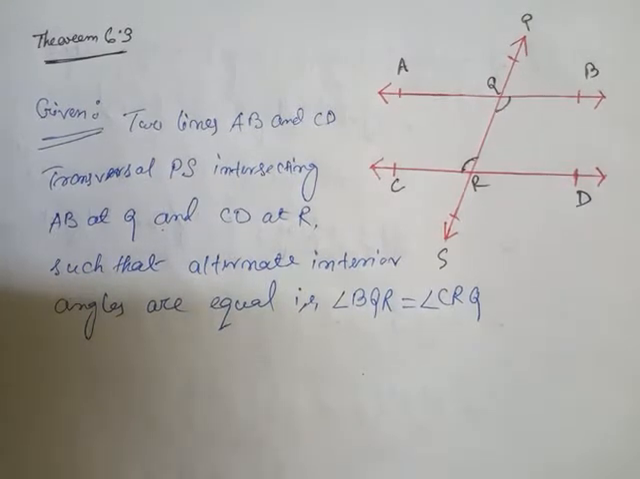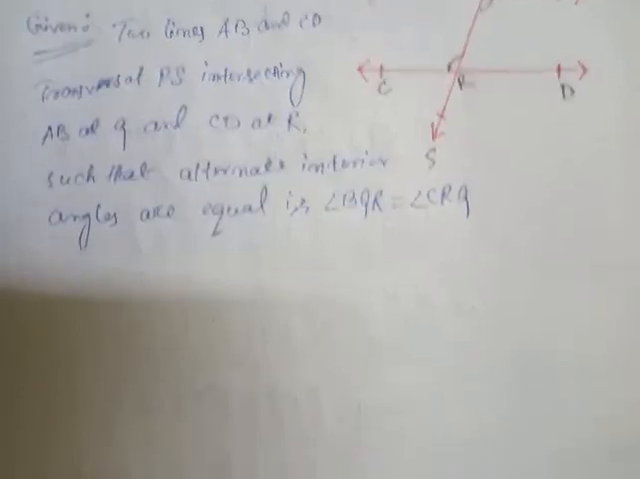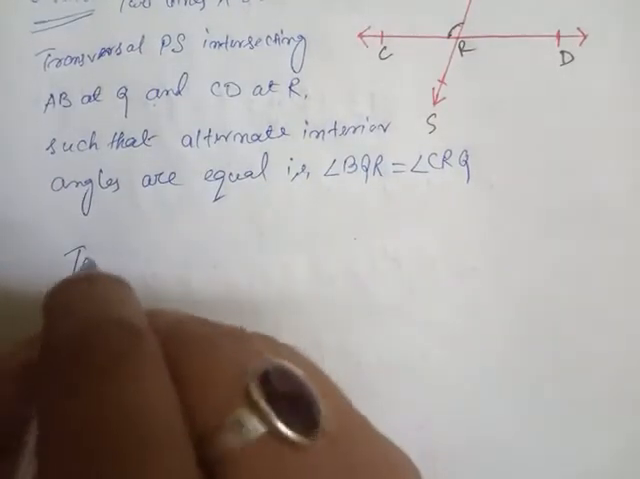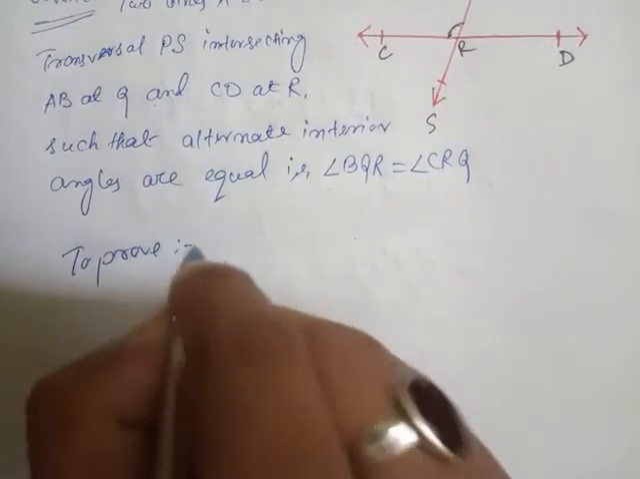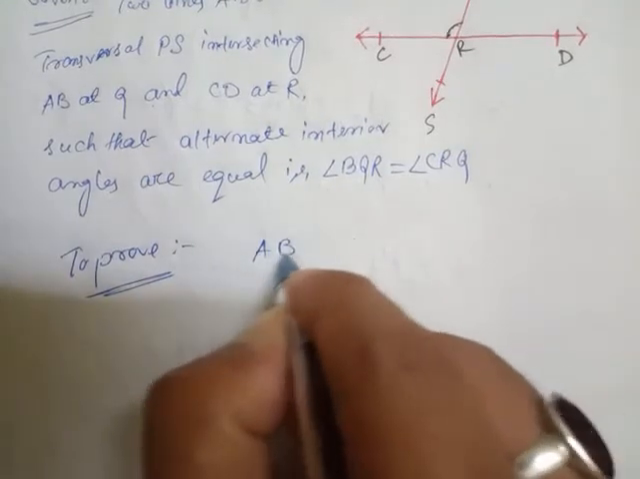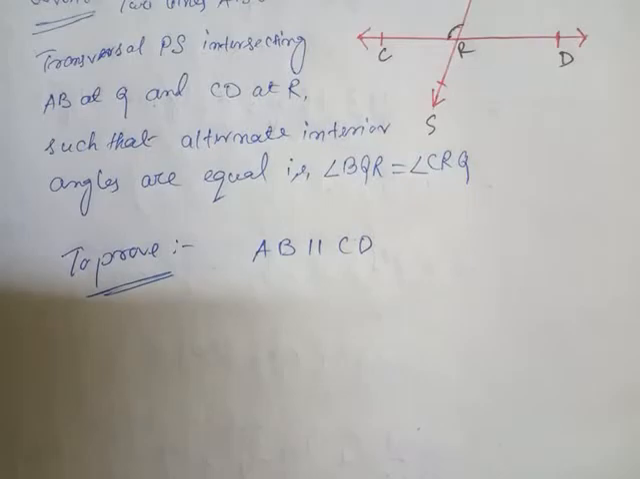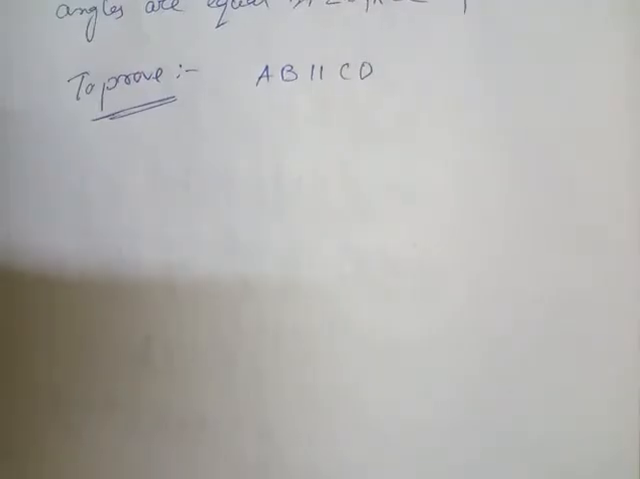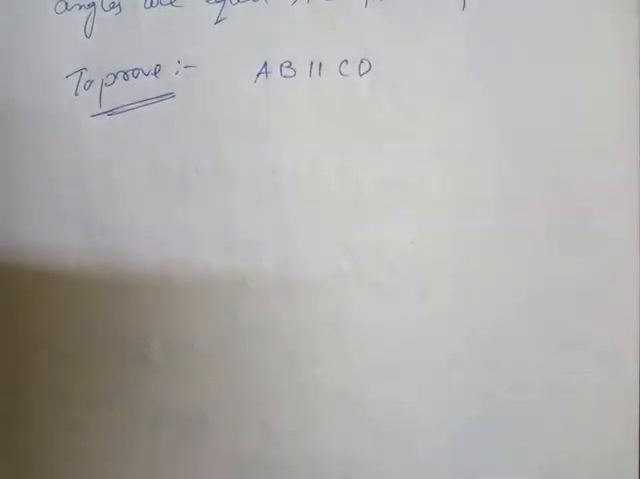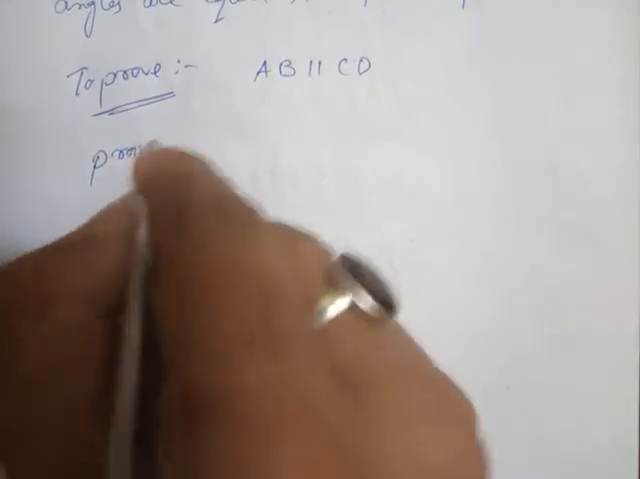What we have to prove here? We'll have to prove that AB parallel to CD. So we'll write here, now to prove: AB parallel CD. We have to prove that. Now look, after that we'll start the proof. Student, now we'll start that proof. Look here now, proof.